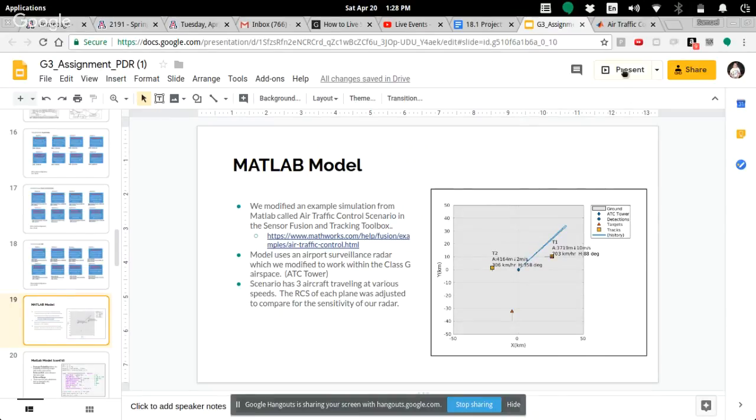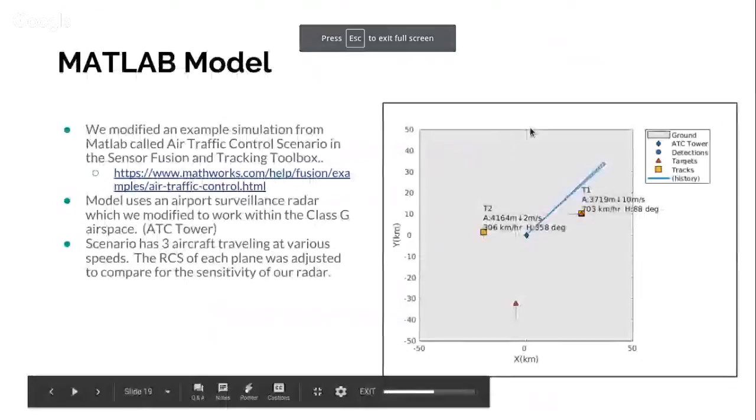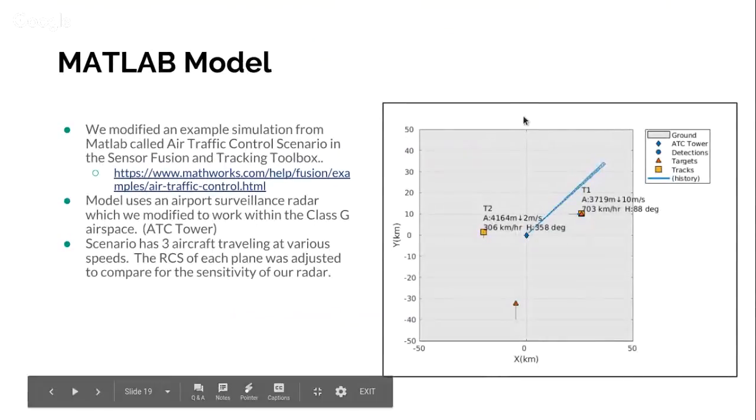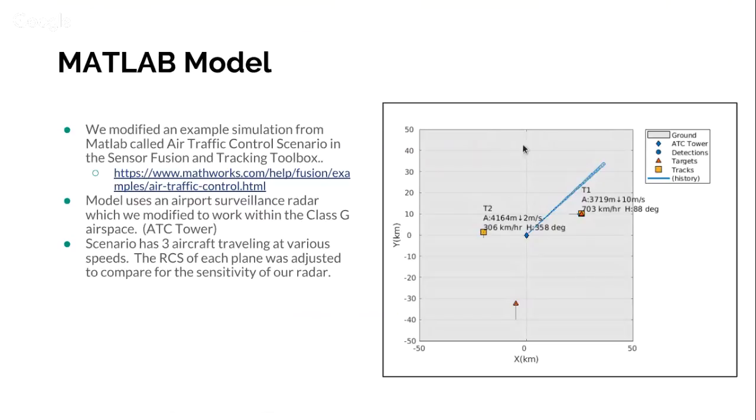So essentially, we found a Matlab model, a Matlab example for an air traffic control scenario, and it had an airport surveillance radar that is commonly used at international airports. So we had to modify our simulation to work within the Class G airspace.